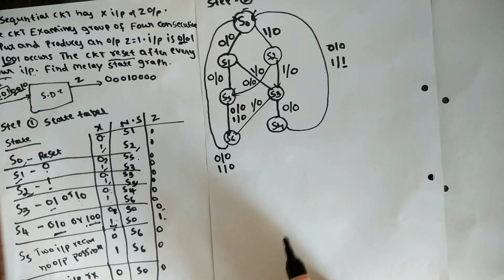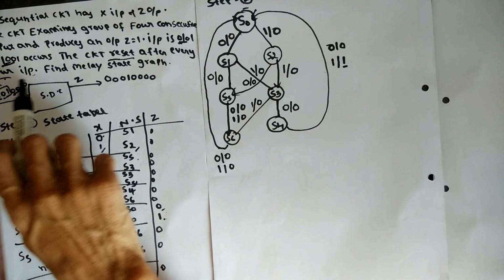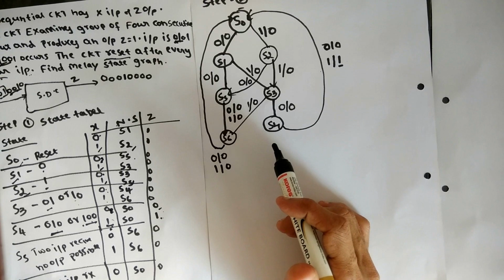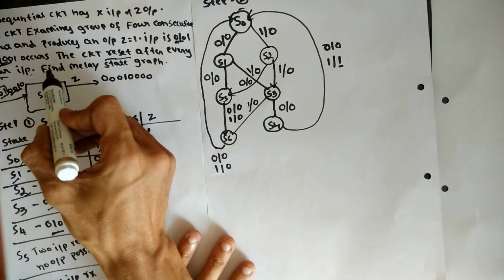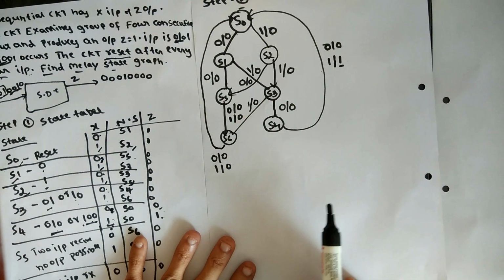From this state diagram, we can say that there is no self loop in any state, because after 4 consecutive inputs the state has to become 0. This way we can write the state diagram. Here they mentioned only to find the MEALY state diagram, so I made only the state graph.